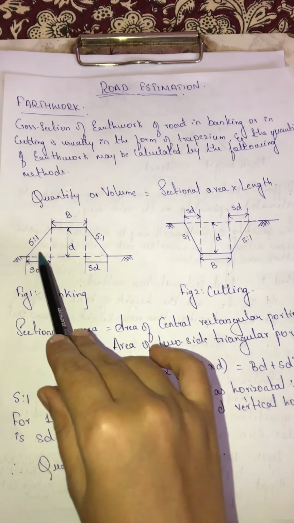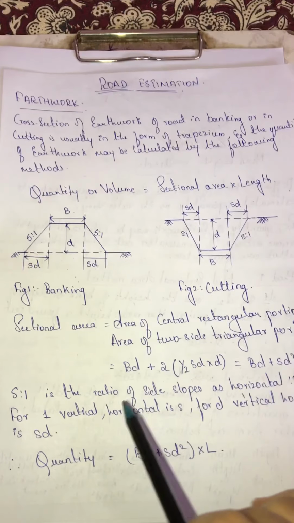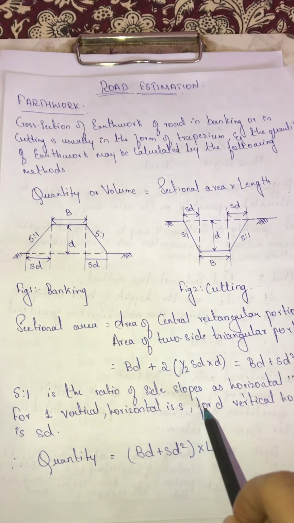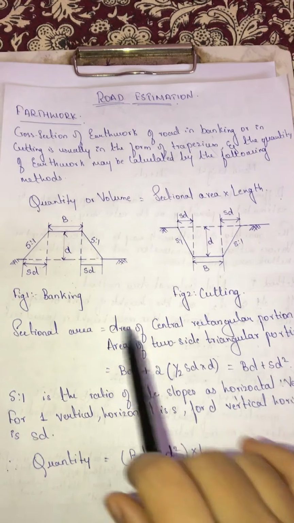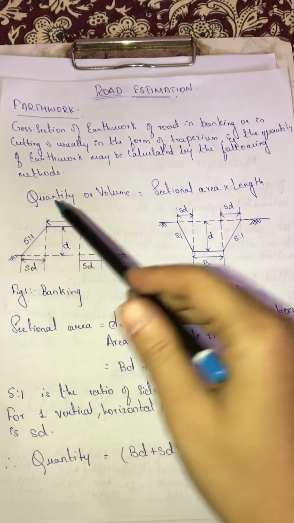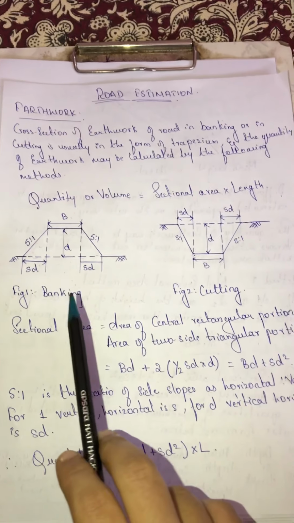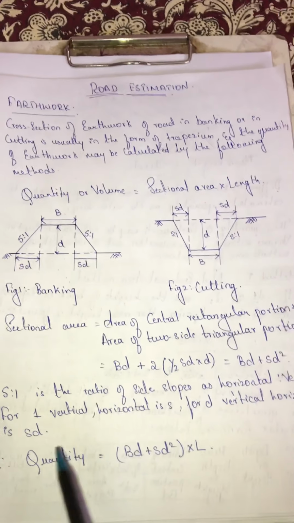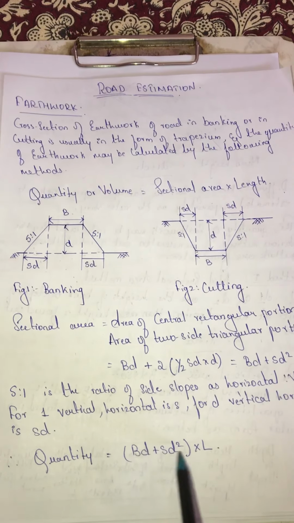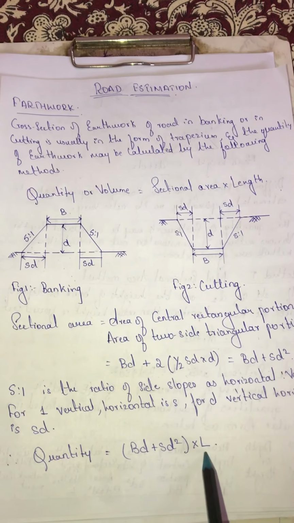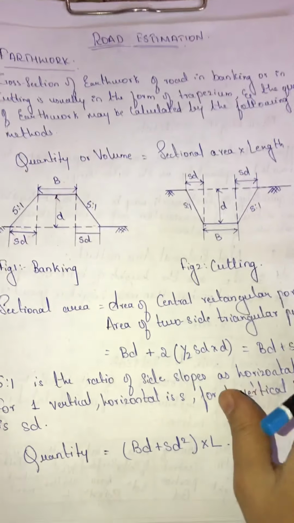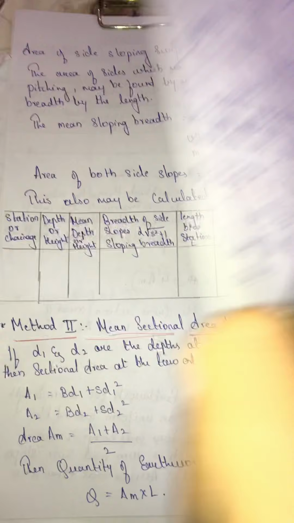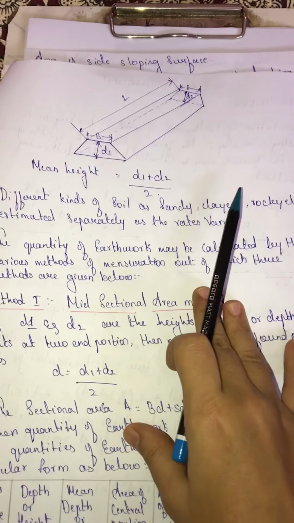Now this S to 1 is the ratio of the side slopes, as horizontal is to vertical. So for 1 vertical, horizontal is S, and for D vertical, horizontal is SD. So the total quantity comes out to be BD plus SD square into L. That is how we calculate the quantity of earthwork in banking or in cutting.